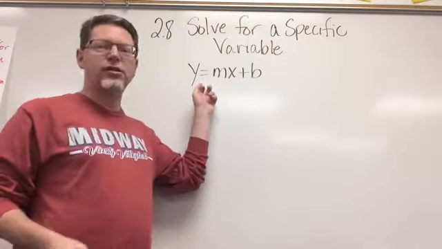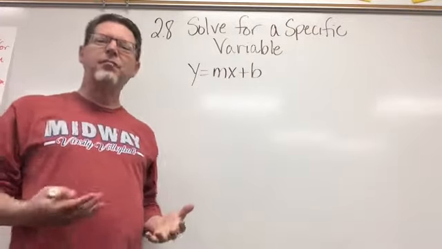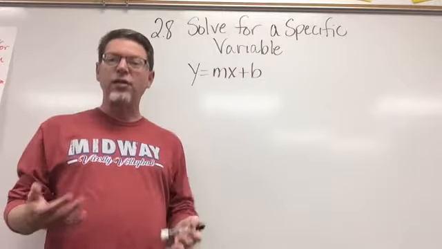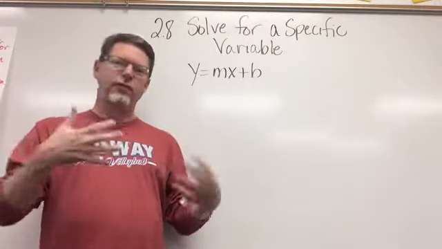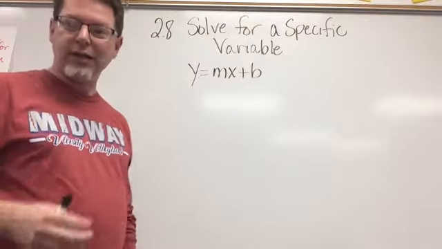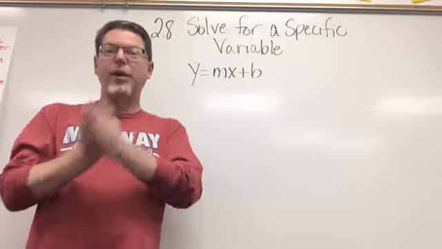Right now this equation is solved for y. It's telling me exactly what y equals. But sometimes we want to figure out how to solve for another variable because we might be given different information in an equation. So for instance, let's say that I'm just going to solve for b. I want to solve for b. So what I need to do when I say solve for b is get b by itself.